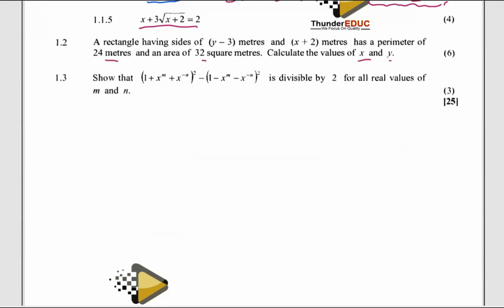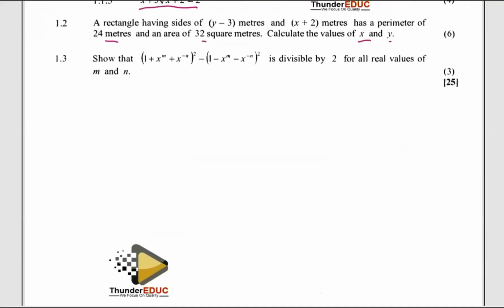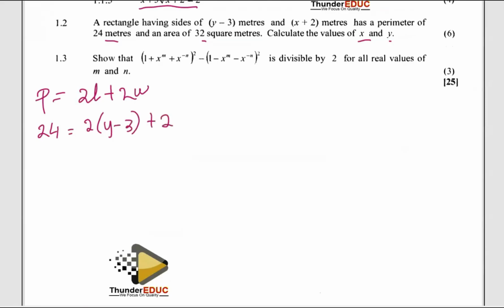Now, this is a question to do with simultaneous equations. I don't know why these examiners have decided to twist it in this format. Okay, so we know that in a rectangle, the perimeter is given as twice length plus twice breadth, or some people call it the width, okay? Let's substitute. So this is going to be 24 is equivalent to twice my length, y minus 3, plus my breadth, I'll call it x plus 2.